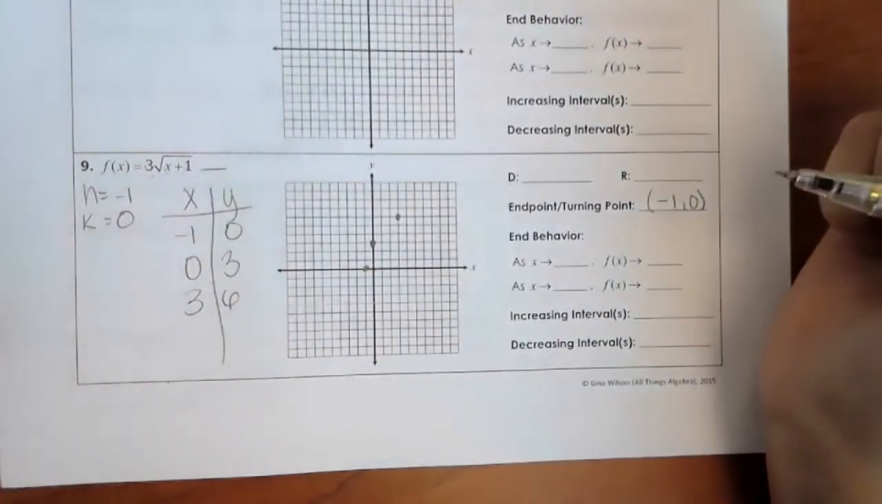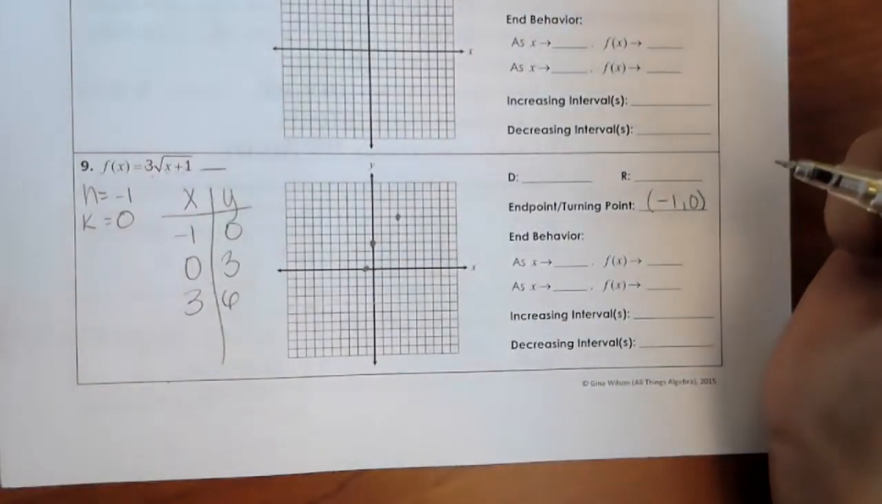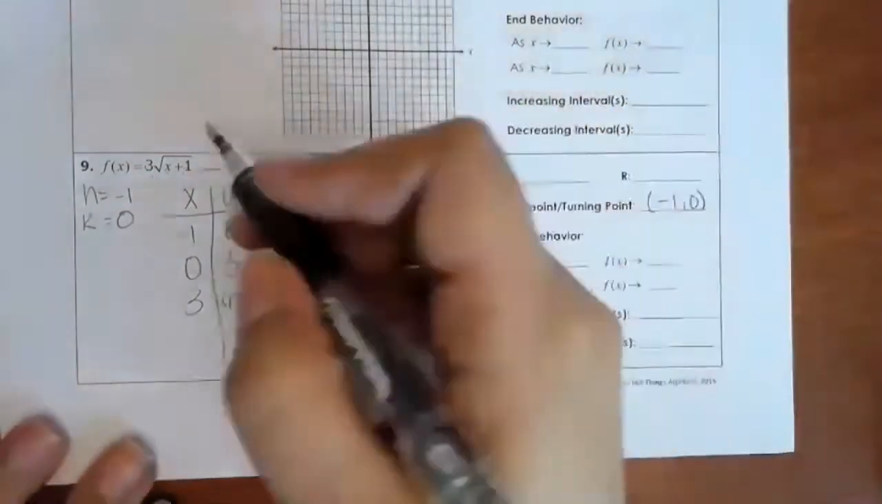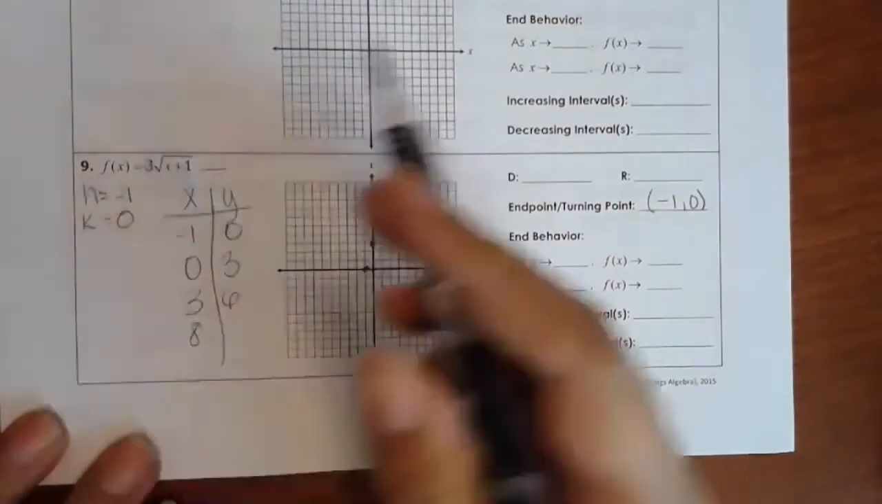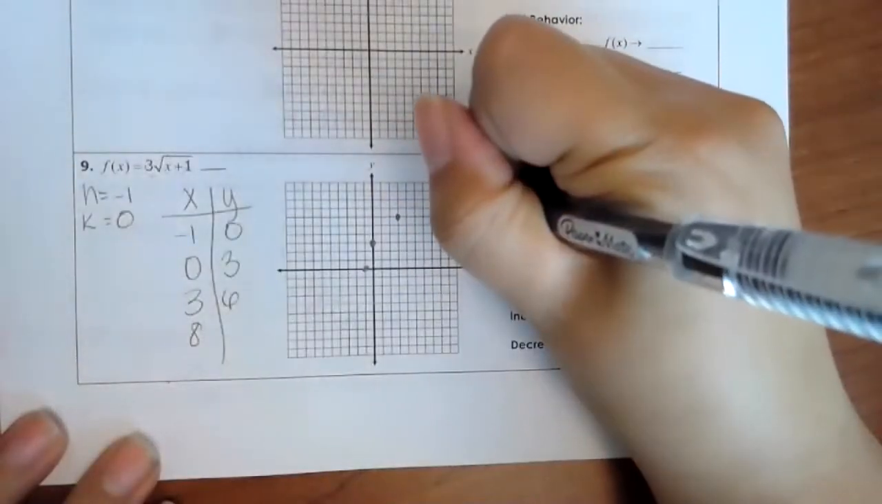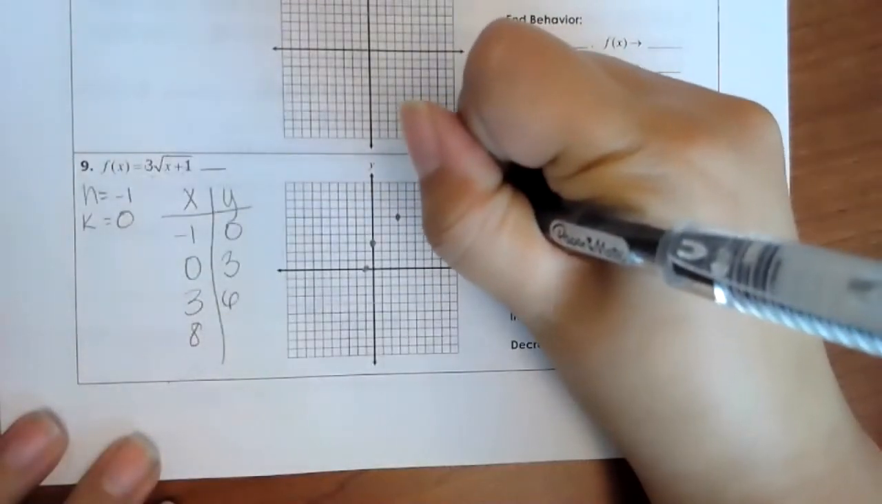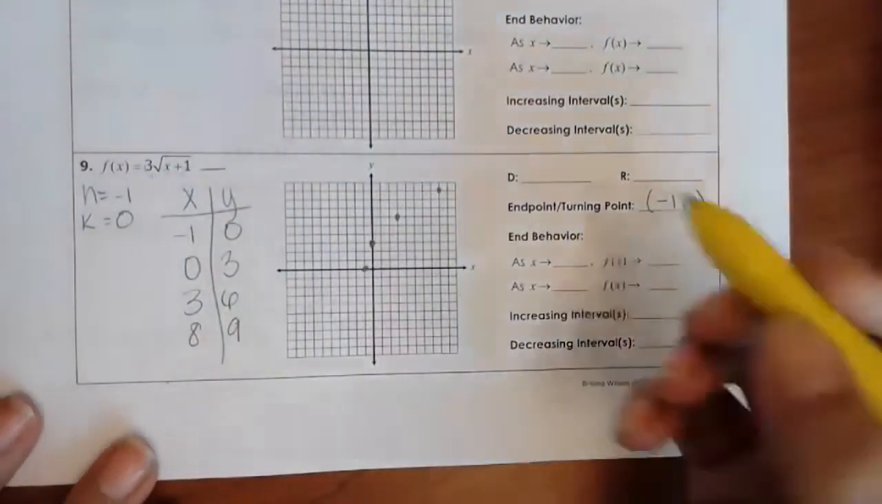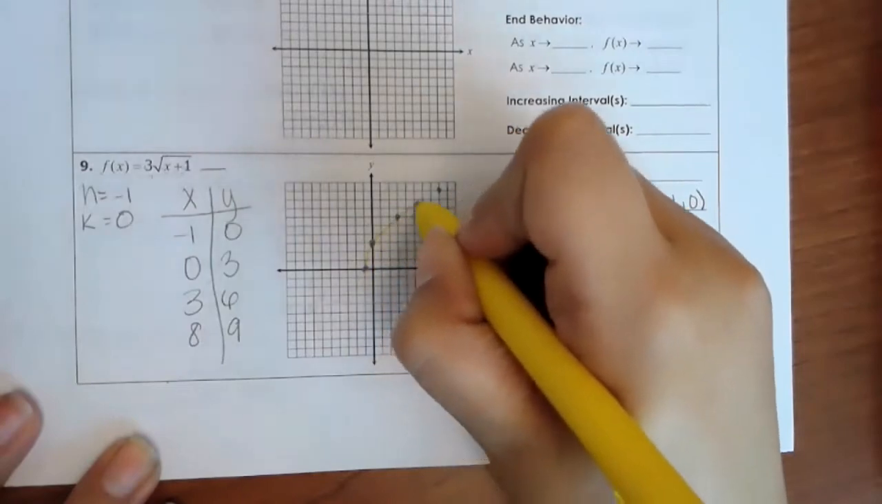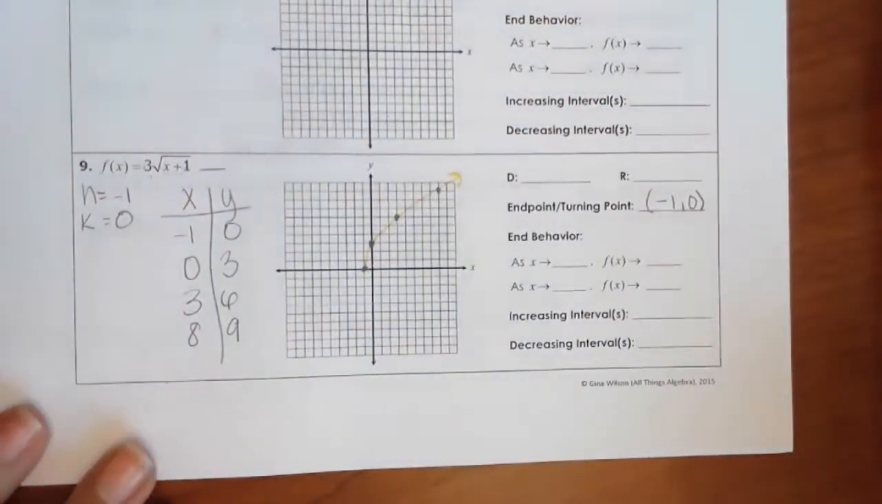And then the last perfect square after 4 is 9. The only way to get 9 is if you plug in an 8. Square root of 9 is 3, times 3 is 9. We plugged in 8 and got 9. And then you just connect your dots.